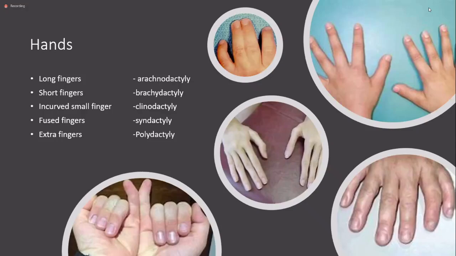And then after the face, we move on to the hands, right? In the hands, there are a lot of physical signs, right? You can have very long fingers, like this one. What do you call that? Arachnodactyly. So like that, the fingers are very tall, very long. You call that arachnodactyly. So homework, you go and find out the conditions which give rise to arachnodactyly.